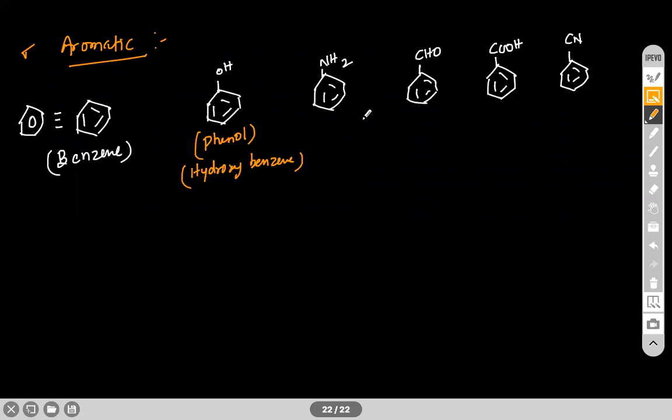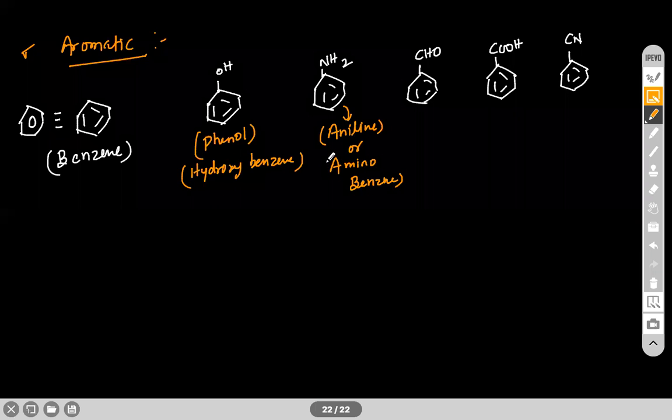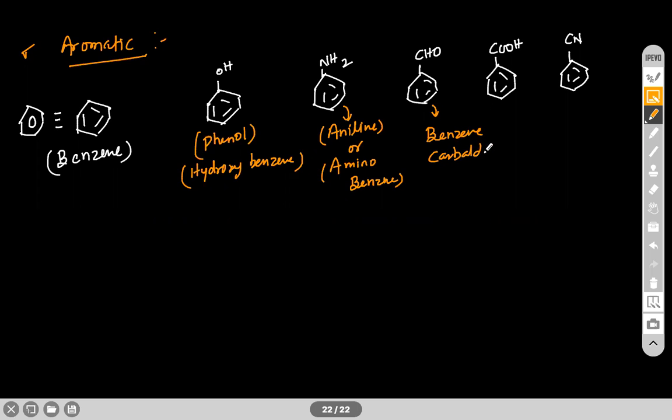NH2 on the benzene ring is aniline, also called aminobenzene. This one is benzene carbaldehyde, or we also call it benzaldehyde.